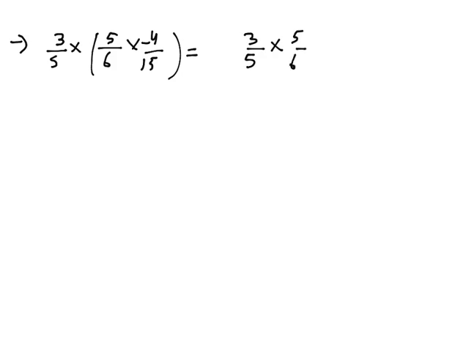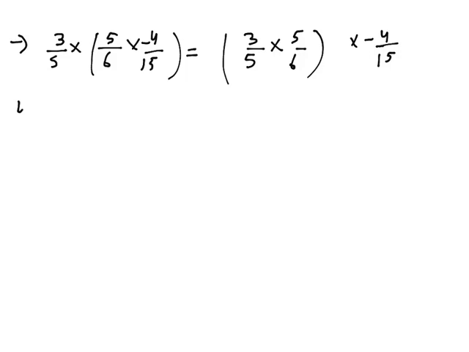Next question we have 3 by 5 times, in the brackets, 5 by 6 times minus 4 by 15, and we have to prove that it is equal to, if we are grouping 3 by 5 and 5 by 6, times minus 4 by 15. So this is a question that is based on associative property. It means we have three rational numbers and we are grouping them in two different ways. The result will be the same.